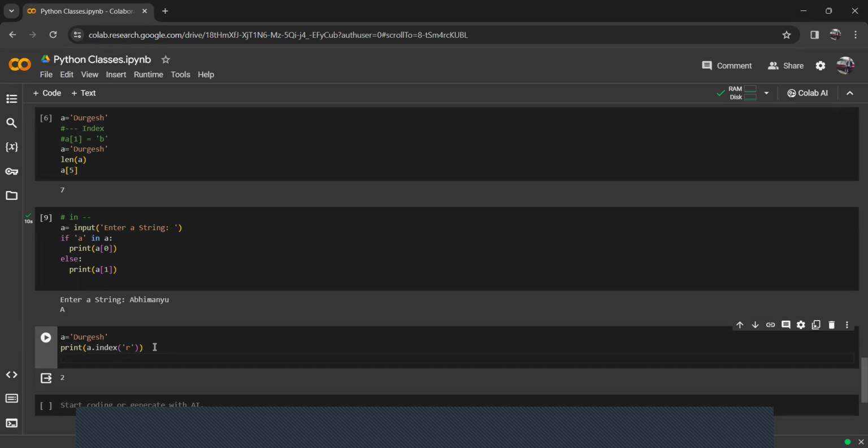So you got to know both of the things: how to find the letter with the index and how to find the index with the letter. Is this thing clear to all of you?